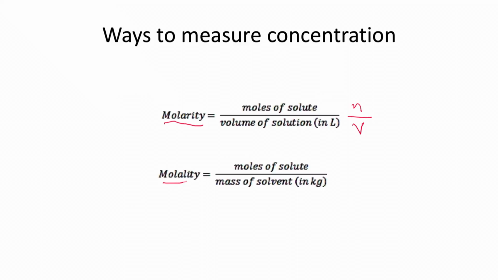Molality, with an L, has the same numerator, moles of solute, but this is going to be divided by the mass of just the solvent in kilograms. So to distinguish between molarity and molality, we use different letters. Molarity is capital M, which is usually italicized or tilted a little bit, and molality is lowercase m.